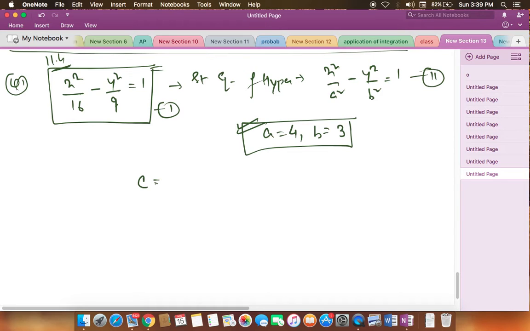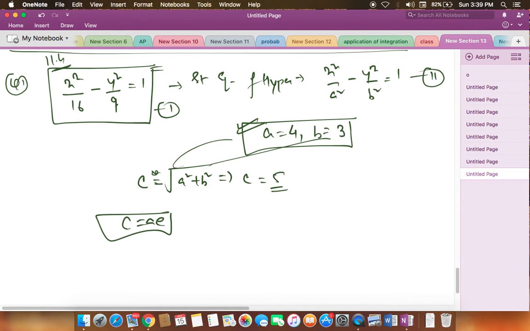Once we get these values, we have to calculate c out here. c is given by root over a square plus b square. So c out here will be 5 after putting these values. And e is equals to c by a, same as the ellipse. So your e will be 5 by 4. This is your e. So the first part is done.